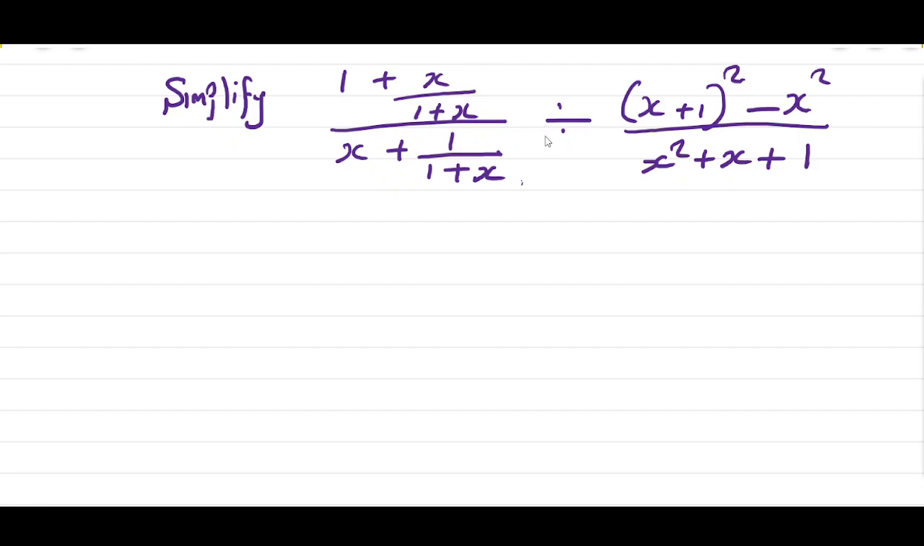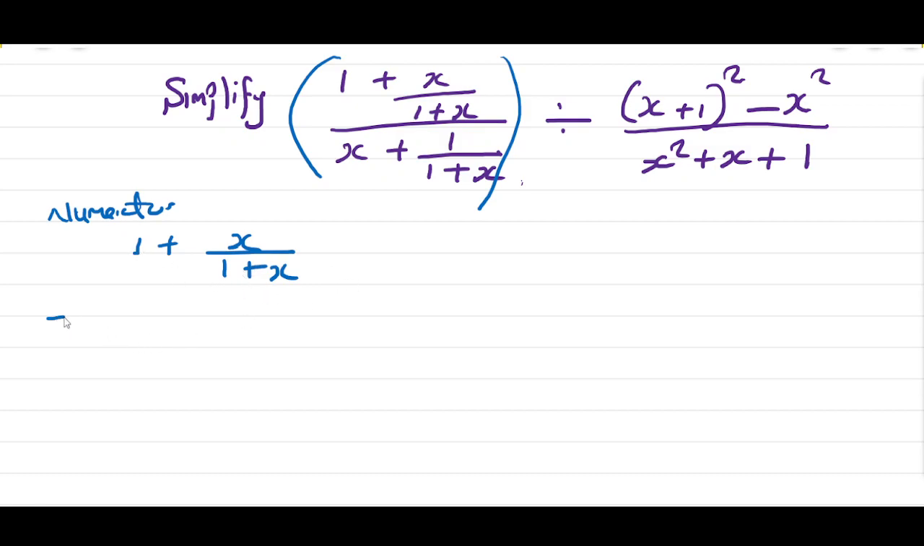Here we have to notice that we cannot just take everything out and write it completely. Let's simplify the numerator first and then the denominator. For the numerator, we have 1 plus x over 1 plus x, plus x times 1 plus x over 1 plus x. Everything boils down to 1 plus x, then we have plus x all over 1 plus x. So here we'll be having 1 plus 2x all divided by 1 plus x.